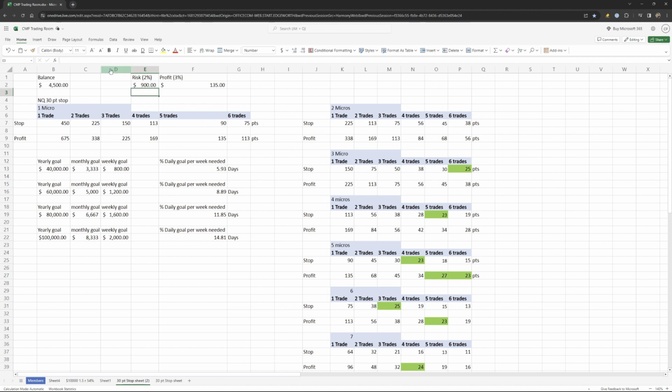That allows you to now risk, you know, $900, which gives you a bit more room to play with, right? A bit more risk. So in that scenario, I can use 3 micros and I can take 6 trades. And you can see that will be my stop, 25 points.